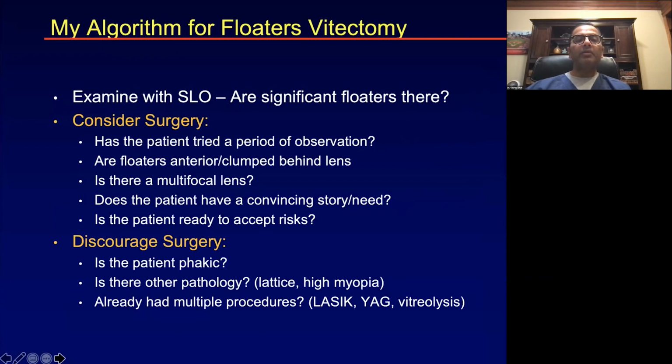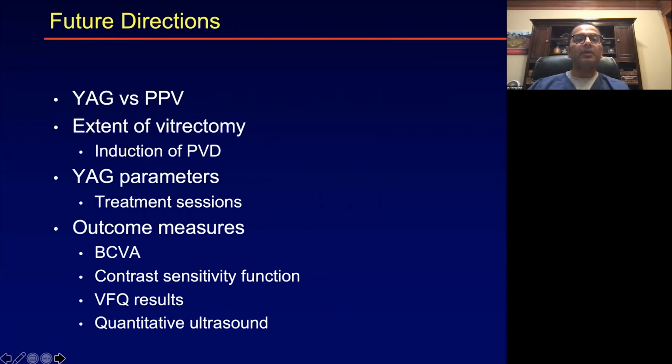So I think it is important to consider surgery if they've tried observation. Do they have a multifocal lens, and do they have a convincing story? If the patient is phakic because there's other pathology or multiple procedures, I typically tend not to do them in these patients. So hopefully more and more outcome measures will be noted with further clinical trials in terms of contrast sensitivity, VFQ results, and quantitative ultrasound.